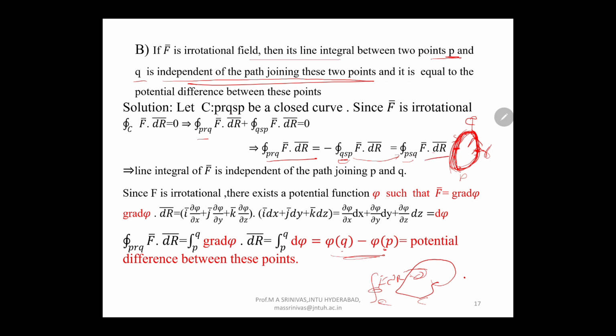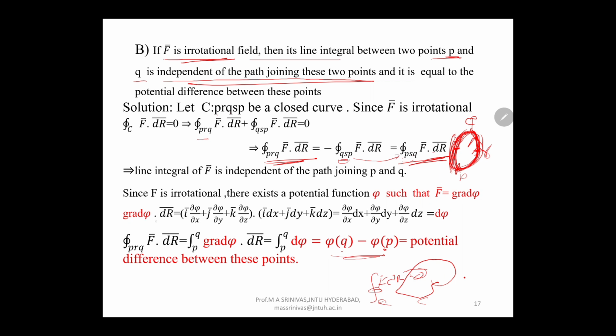So you observe these two. This is PRQ, meaning from P to Q along this curve. This is also from P to Q along PSQ. Both the line integral values are the same. That's what I proved. Therefore, if you join 2 points along any curve, the line integral along that curve is the same whenever f bar is irrotational, not every time, only when the function we are taking is irrotational.